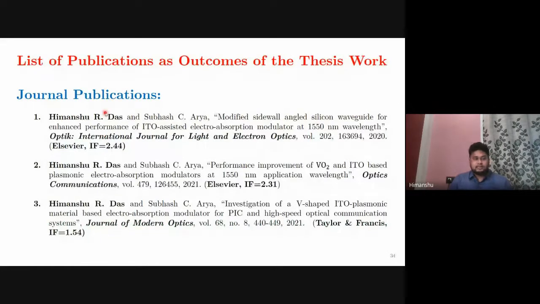Now, these are a list of journal publications. The work of the first chapter was published in this journal, that is Optik, International Journal of Light and Electron Optics, Elsevier. And the work of the second chapter was published in this journal, that is Optics Communications, Elsevier. And the work of the third paper was published in the Journal of Modern Optics of Taylor and Francis.